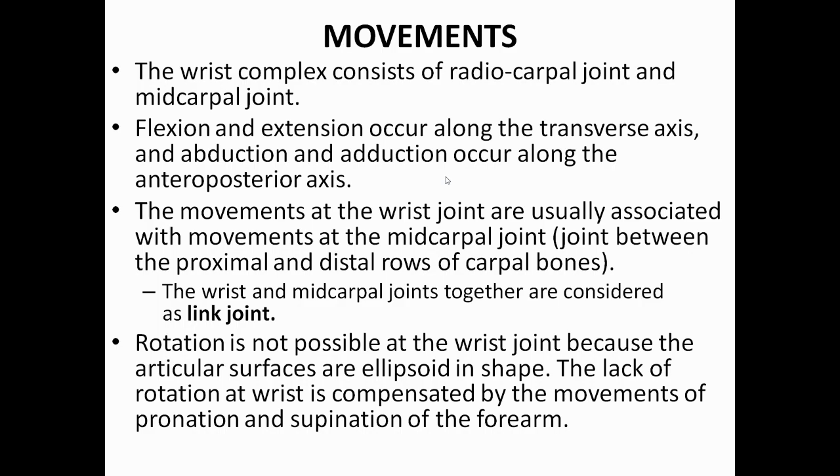The wrist and midcarpal joints together are considered as a link joint. Rotation is not possible at the wrist joint because the articular surfaces are ellipsoid in shape. The lack of rotation at the wrist is compensated by the movement of pronation and supination of the forearm.